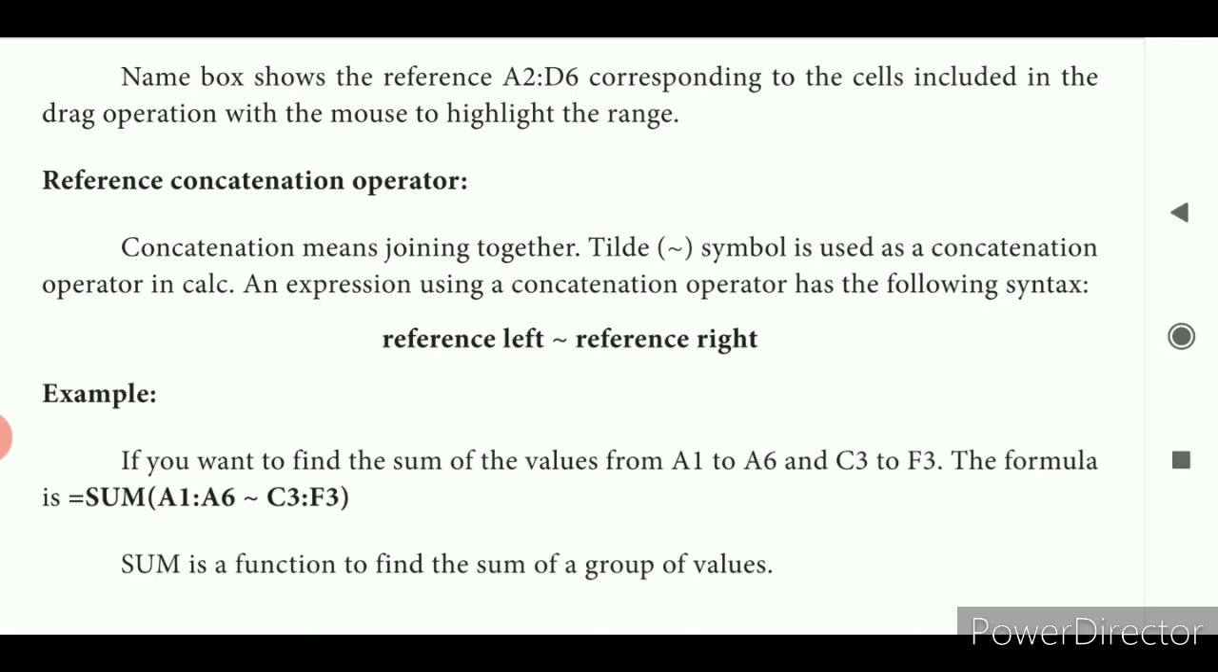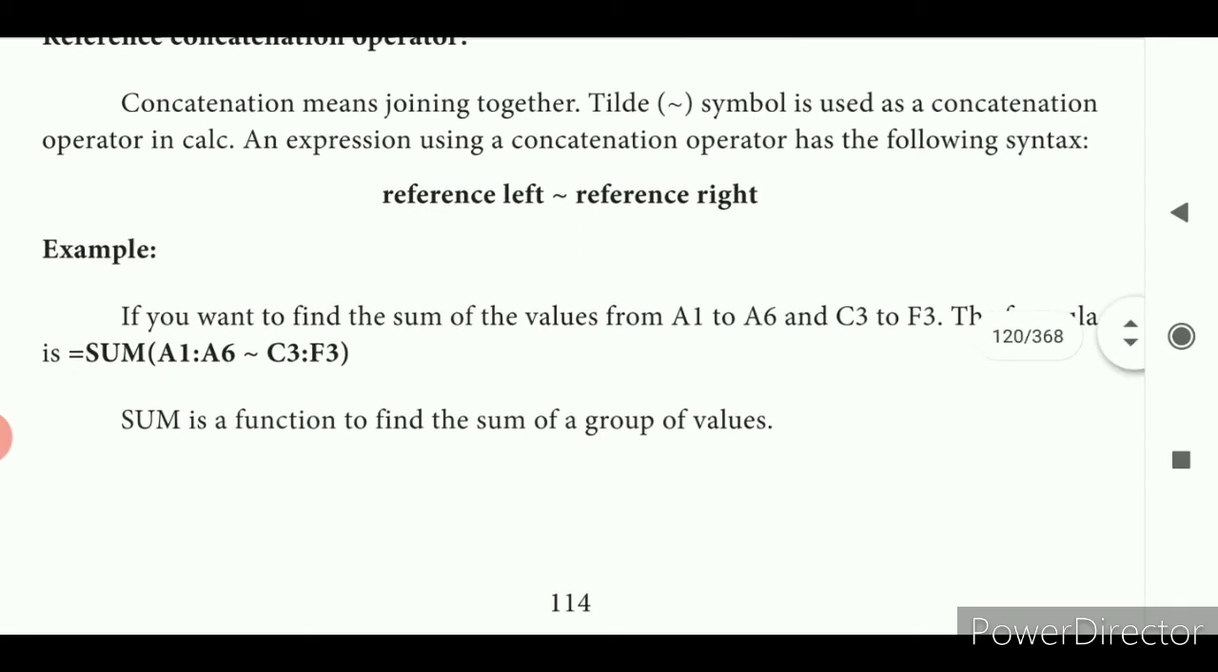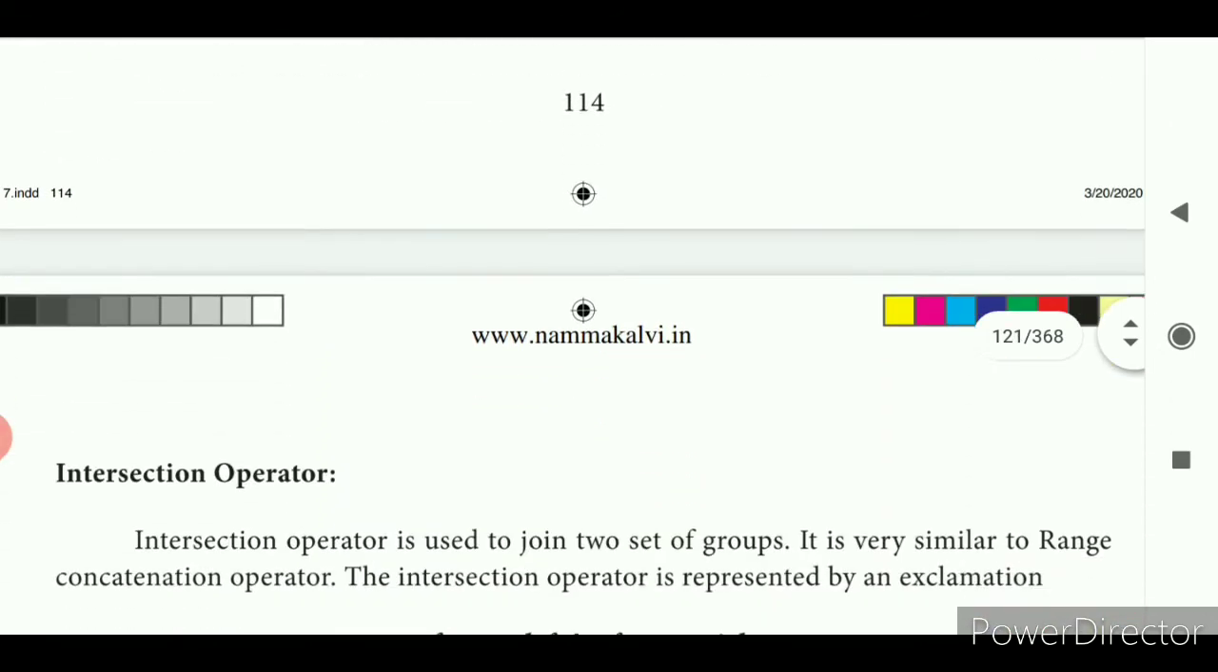Suppose you want to sum the A1 to A6 content and the C3 to F3 content, you have to concatenate these two cell addresses. So the formula is equal sum. The formula starts with the equal symbol, then SUM is used to add the values, then within the brackets you use both the range operator and the concatenation operator: A1 colon A6, then tilde symbol, then C3 colon F3. SUM is the function to find the sum of a group of values.